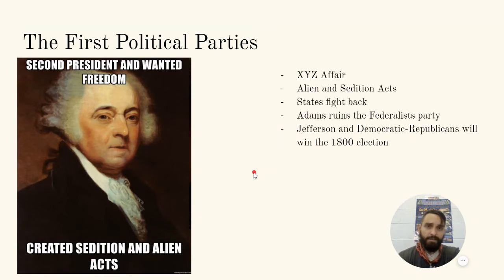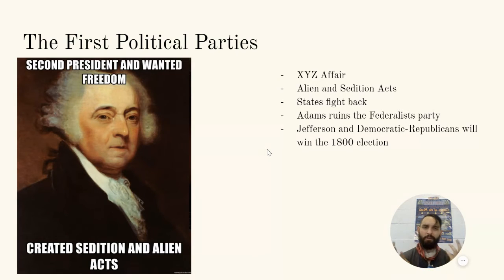Real quick, his presidency. We talked about the XYZ affair. Remember, he was trying to negotiate with France. They don't like us at the time because of Jay's Treaty, so they started taking American boats. France is upset. It's like, hey, we helped you win the American Revolutionary War. Why are you helping Britain out? We're at war with Britain. Why would you seek peace with them? So they get mad, upset about that, and they start taking American boats.